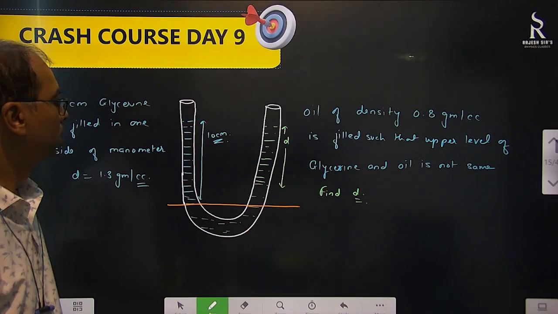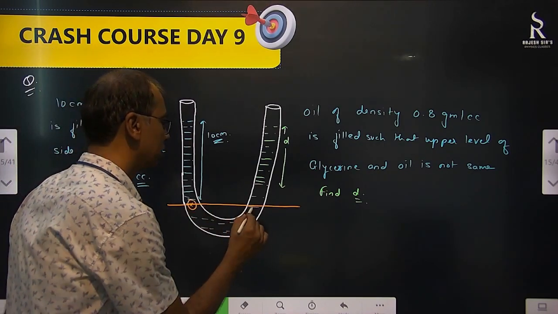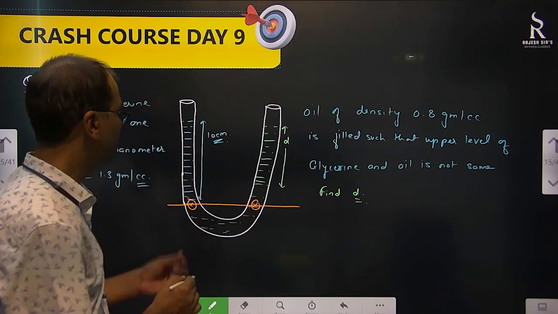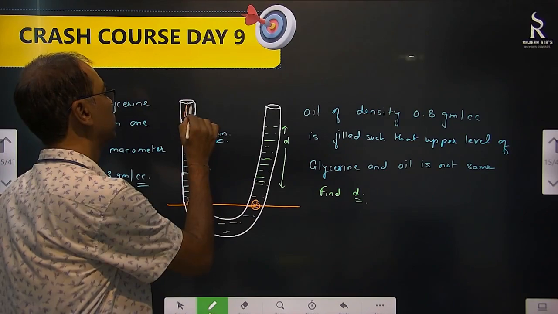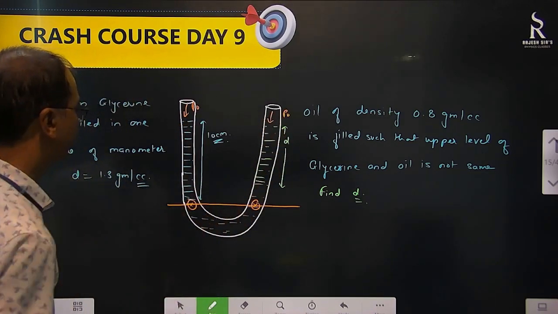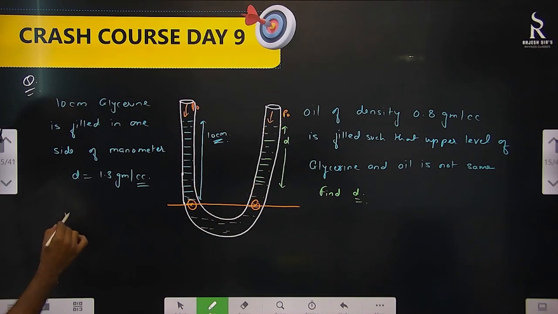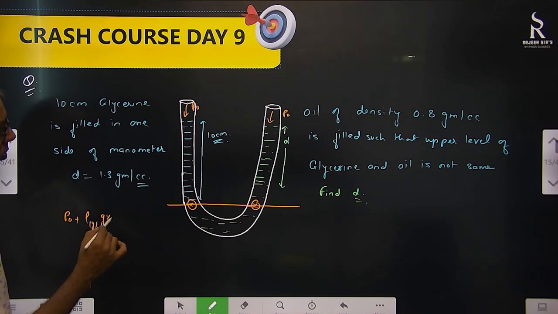Okay. So here, whatever is pressure here, same will be pressure here. So who is exerting pressure here? This glycerin. If I say here is P naught pressure, then here is also P naught. So pressure at this point, you say P naught plus density of glycerin into G into 10 centimeter.